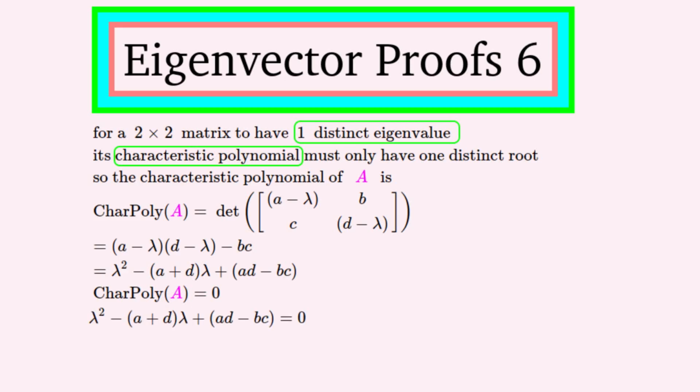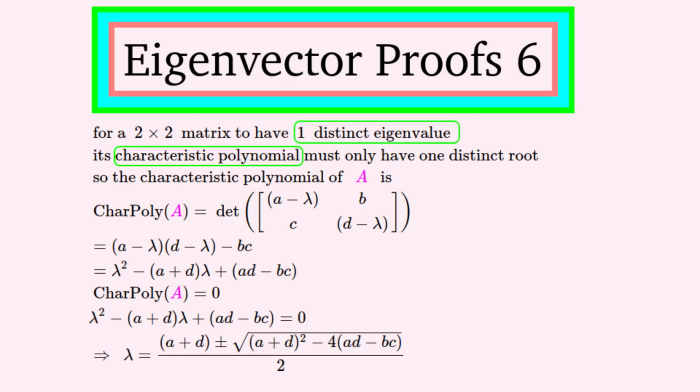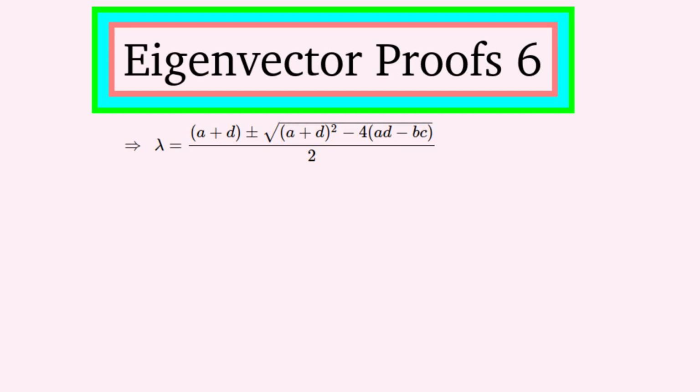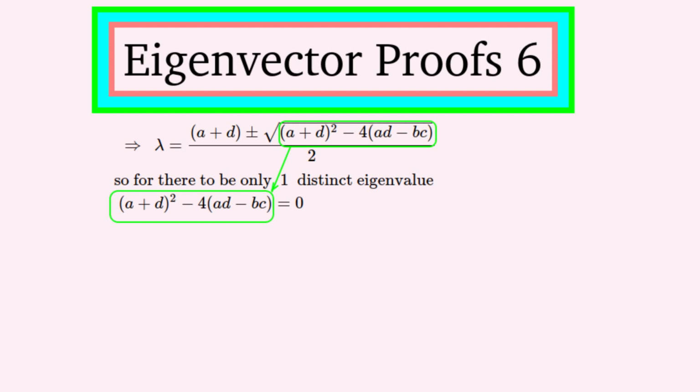So we'll just write it out as this polynomial equal to 0. And we'll solve it using the quadratic equation like this. This gives us the eigenvalues of matrix A. So I'll just scroll everything up the screen like this to make some more room. If we want to have only one distinct eigenvalue, then this term under the square root sign must equal 0.